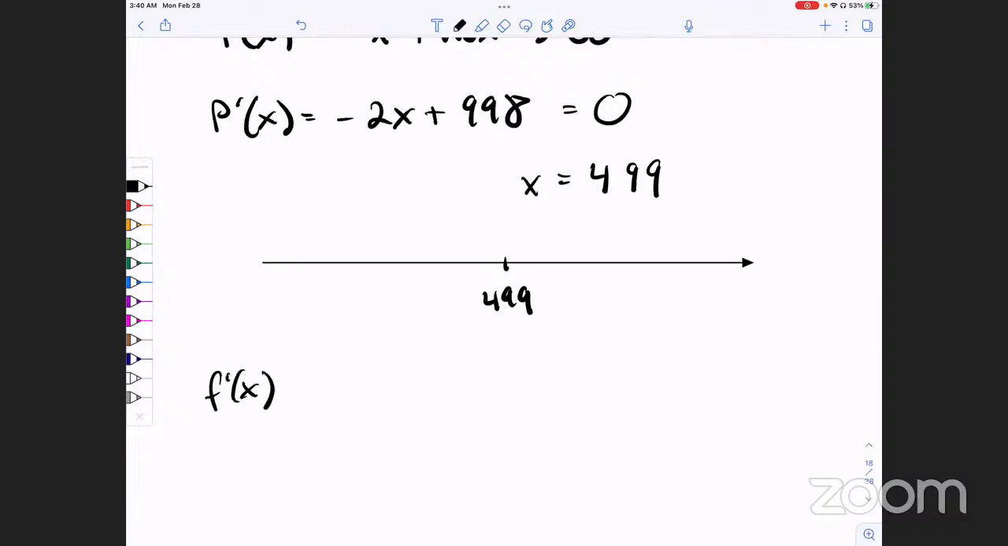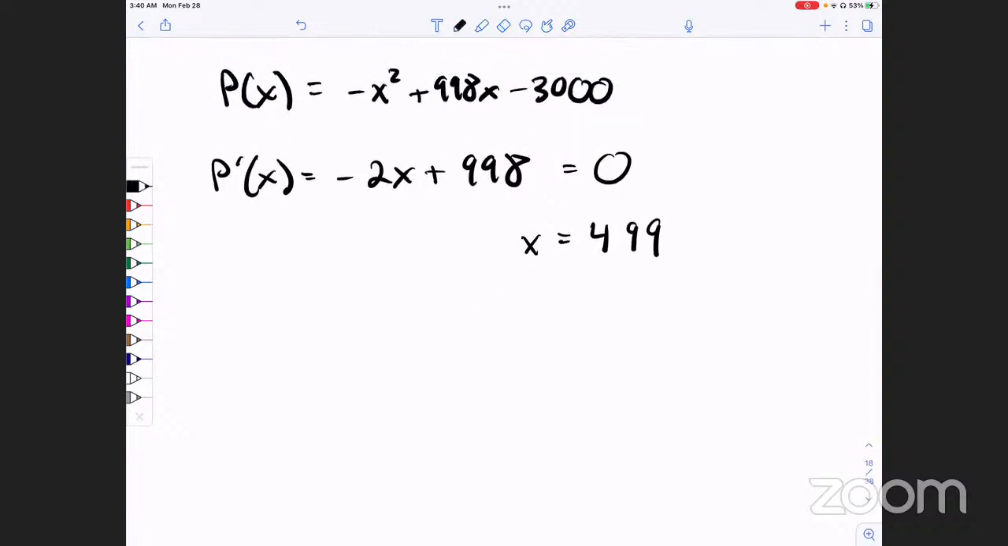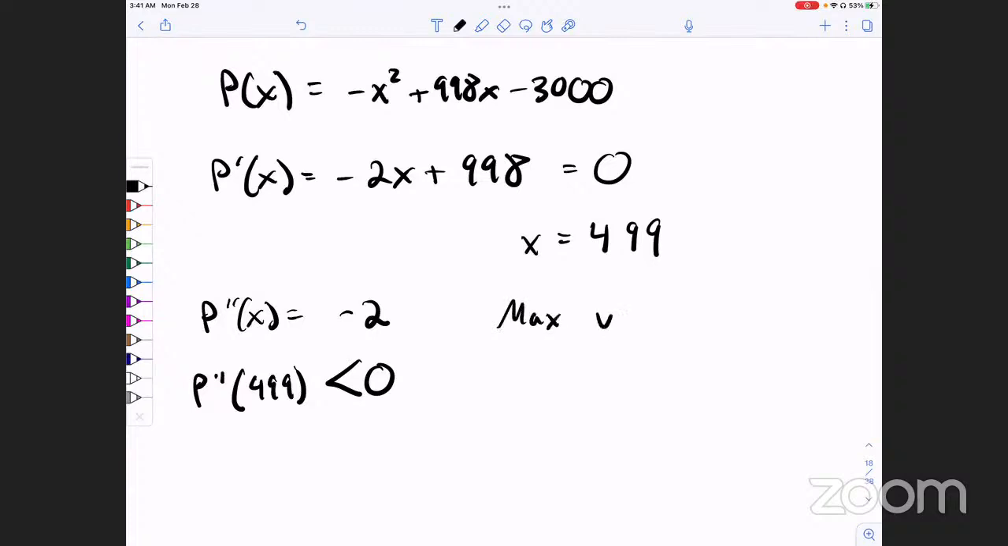I'm just going to look at the first derivative. I guess since it's the only critical value, we can use the second derivative. Real quick, we got P prime, so let's look at P double prime. That's negative 2. P double prime of 499 is negative, so the second derivative is negative. That means our original function is concave down, which means that this is the max. So we have a max value.